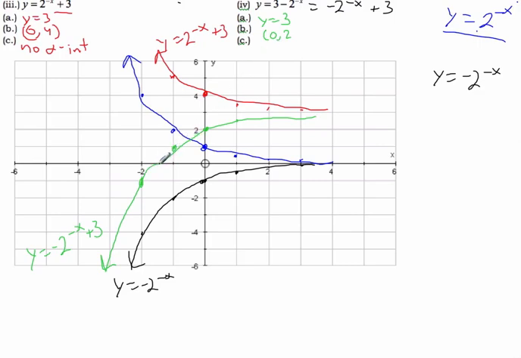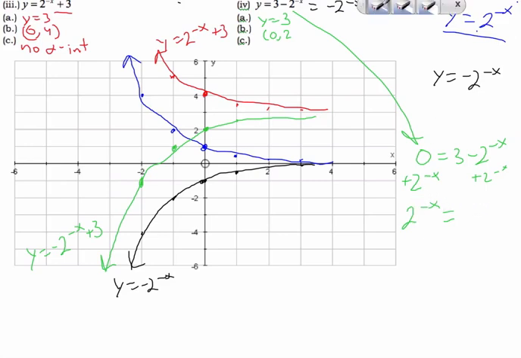The y-intercept is 0, 2, and the x-intercept, we do have one. Now, that's going to be kind of tricky to find, but actually, if we want to find the x-intercept, we just let y equals 0. So 0 equals 3 minus 2 to the power of negative x. I could add 2 to the power of negative x to both sides. I get 2 to the power of negative x equals 3.